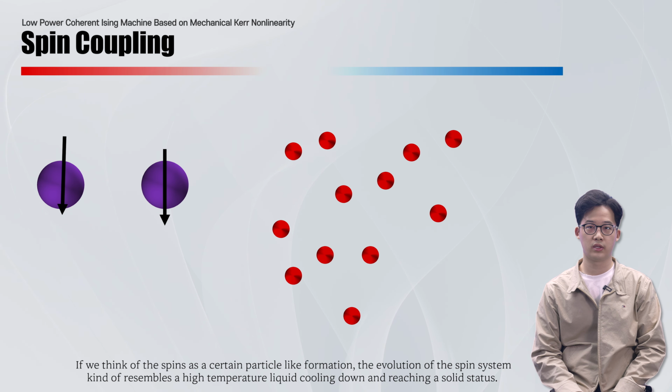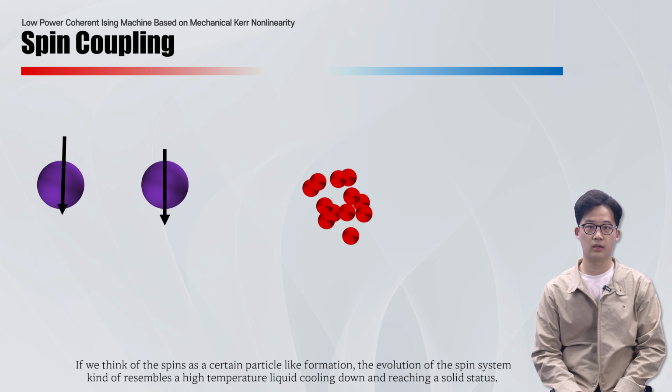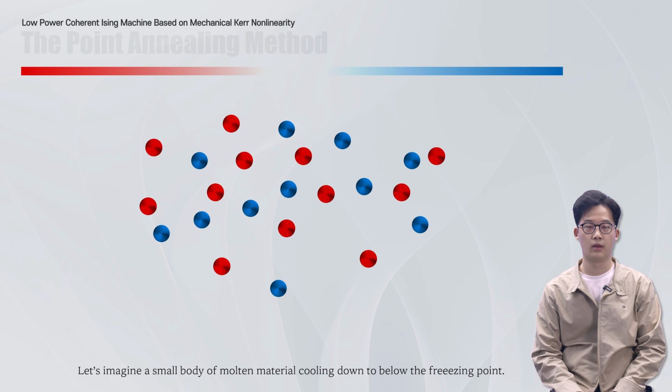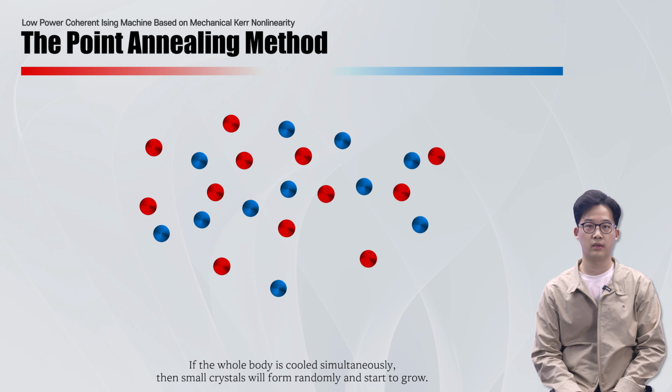So if we think of the spins as a certain particle-like formation, the evolution of the spin system kind of resembles a high-temperature liquid cooling down and reaching a solid status. So let's imagine a small body of molten material cooling down to below the freezing point. If the body is cooled simultaneously, then small crystals will form randomly and start to grow.